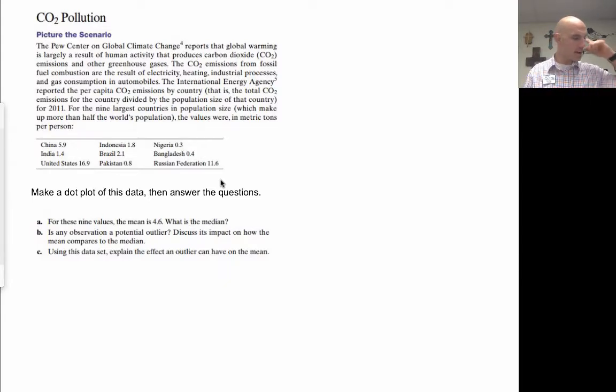Our dot plot of this data could take the form of a couple things. So let's look at our data for a second here. What I like to do sometimes is lay it out in order to see what we've got. So I'm going to go 0.3, then 0.4, and then 0.8. I see that down there from Pakistan. And then I've got 1.4. What else have we got? Then 1.8. So 1.4, 1.8, 2.1.